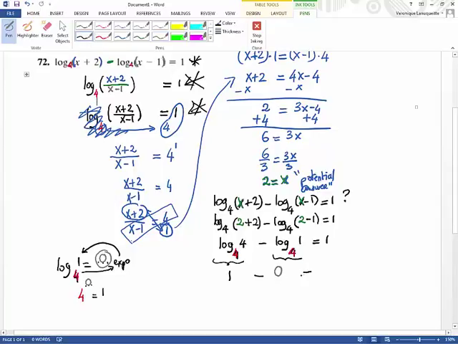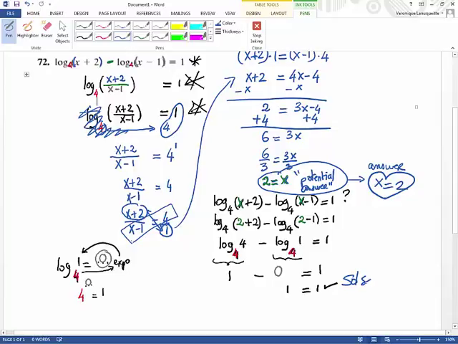So what do we have? We're asking, is a 1 minus a 0 equal to a 1? And indeed, this is true. So our potential answer, which was x equal to 2, is really our answer. So x equal to 2, we like that answer. That's our solution. So our solution set, which we write with braces, will welcome that answer of 2. And that's our answer for this question.